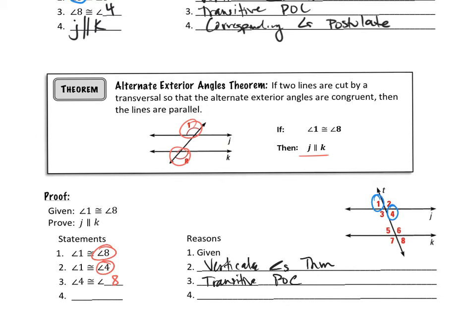And I know that my final line needs to be that line J is parallel to line K. And to say that, I have to look at angle 4 and angle 8. And they are corresponding angles. So once again, my reason for statement 4 is the corresponding angles postulate.